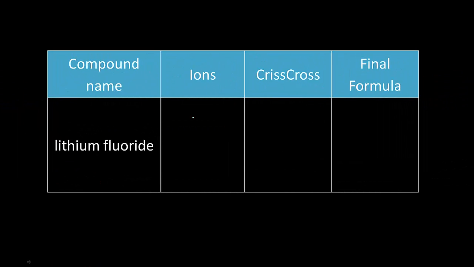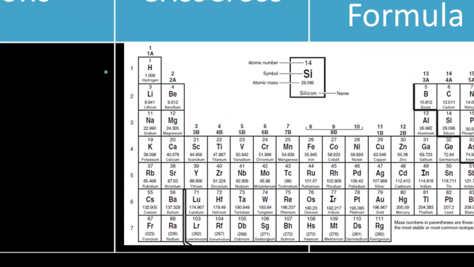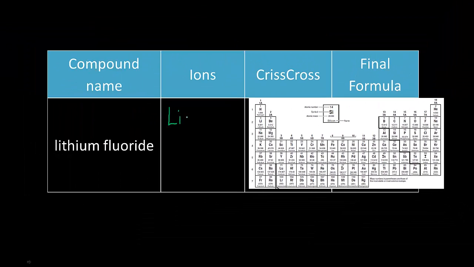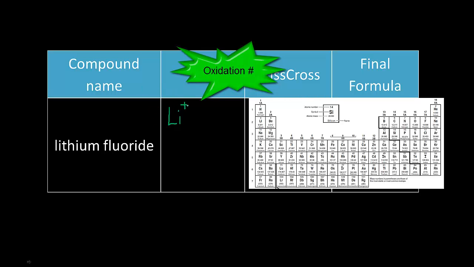Next example, lithium fluoride. Lithium is located right here in group 1, so it has 1 valence shell electron. Its chemical symbol is Li. Is it easier for lithium to lose 1 or gain 7? Well, it's easier to lose 1. That's its oxidation number. Now remember, losing negativity, we become more positive.